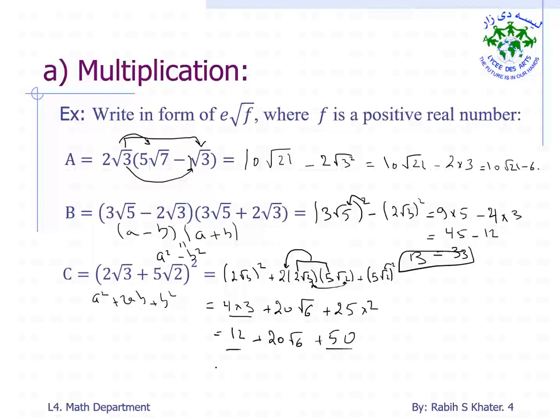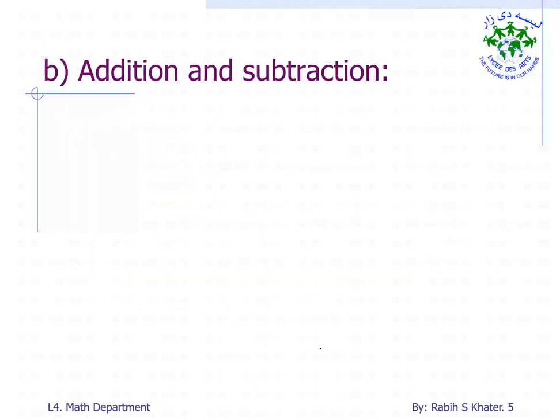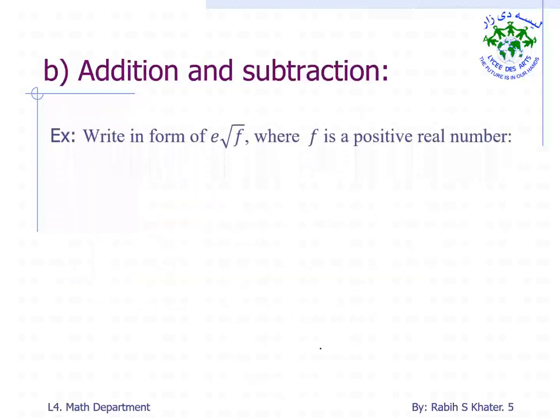Add similar monomials, to get C equals 62 plus 20 radical 6. Now, another set of applications on addition and subtraction.